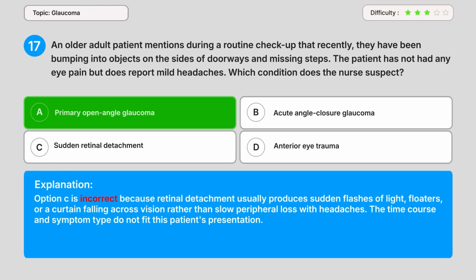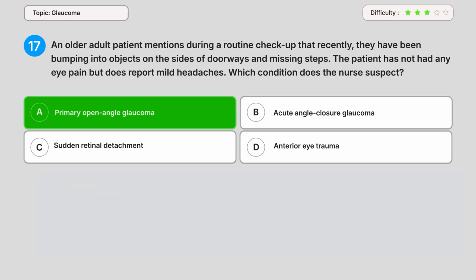Option C is incorrect because retinal detachment usually produces sudden flashes of light, floaters, or a curtain falling across vision rather than slow peripheral loss with headaches. The time course and symptom type do not fit this patient's presentation.